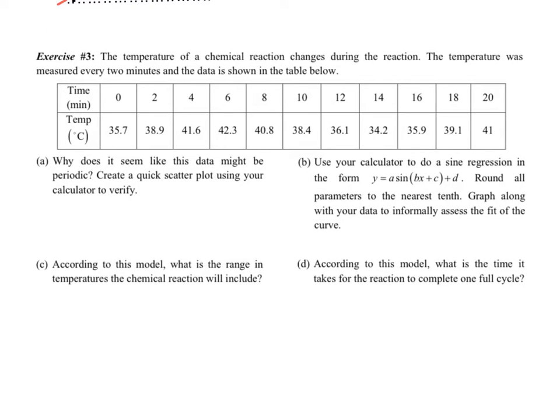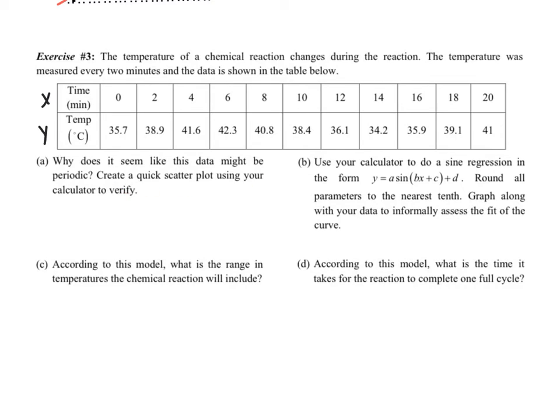So the temperature of a chemical reaction changes during the reaction. The temperature is measured every 2 minutes, and the data is shown in the table below. So again, this represents my x, my y, L1, L2. Why does it seem like this data might be periodic? Well, you notice it starts at 35, 38, 41, it goes up, then it starts to come back down, but then it looks like it's going back up again. So because it has that pattern, it goes up and down and up, I'm thinking periodic.